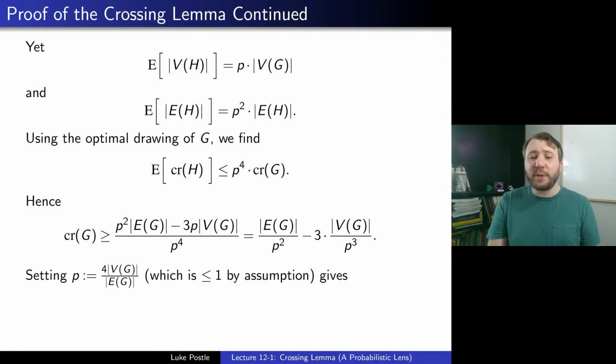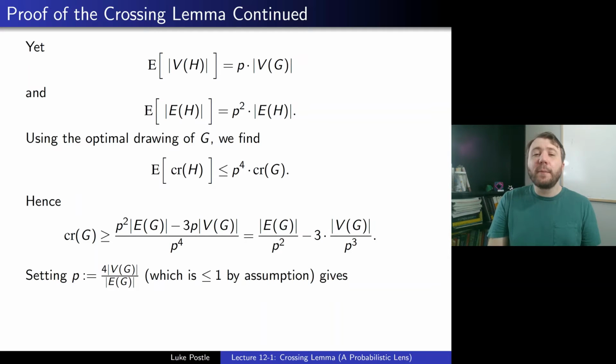So now we can optimize. It turns out it's not exactly optimal, but it's decent for our formula. We'll set p to be 4 times v over e of g. And importantly, that's at most 1 by assumption, right? We assume the number of edges was at least 4 times the number of vertices. So that is indeed a valid probability.